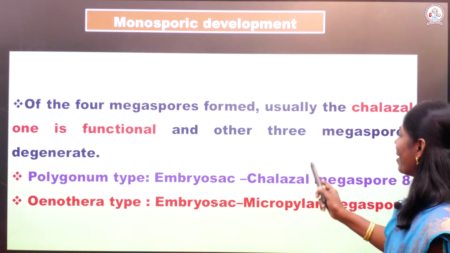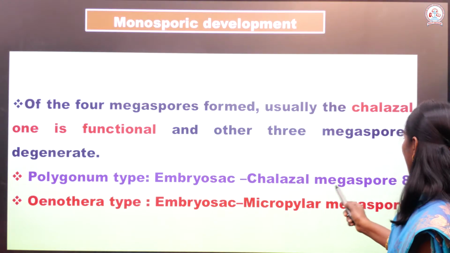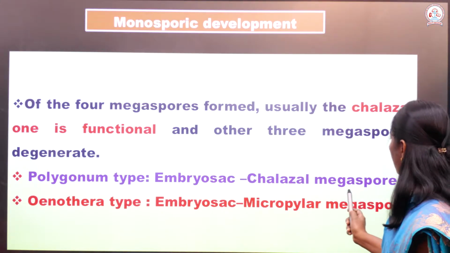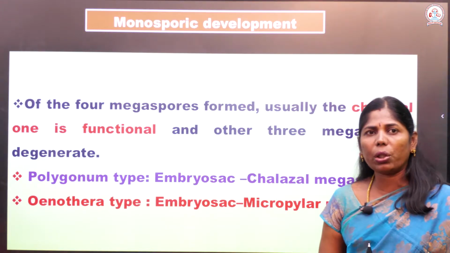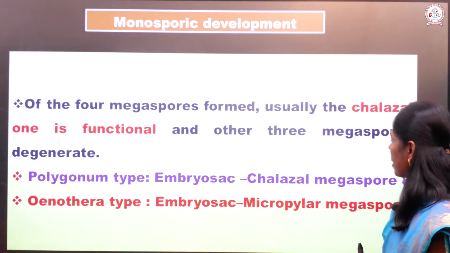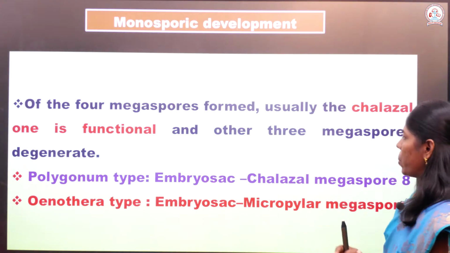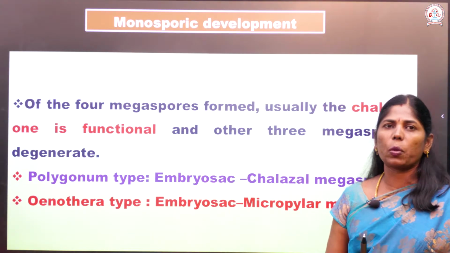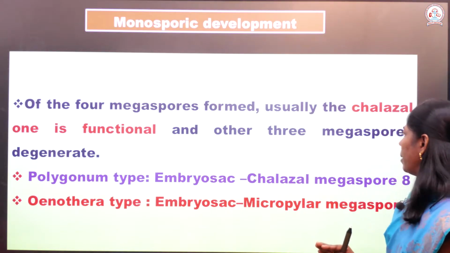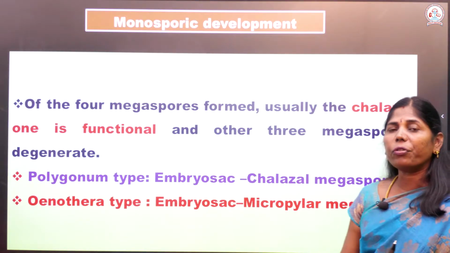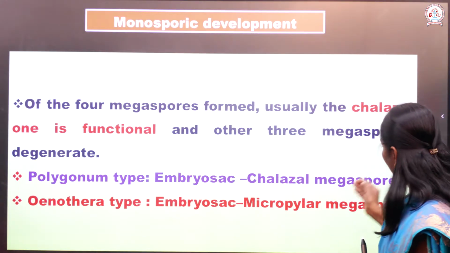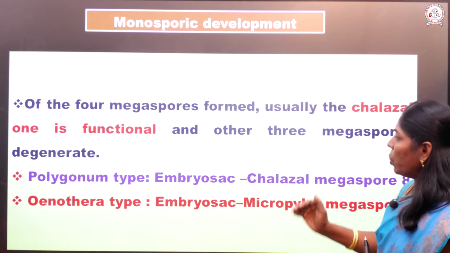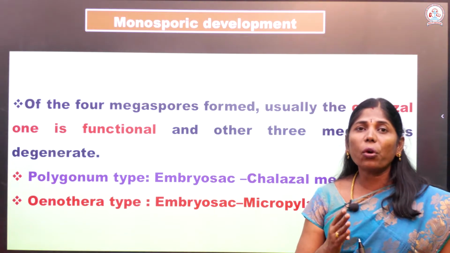So that is the functional embryo sac. We can see the functional megaspore at the chalazal end. And another one is the Oenothera type. Here the embryo sac develops from the micropylar megaspore. The functional megaspore is at the micropylar end. Here we can see 4 megaspores, 4 nuclei. In the Polygonum type we saw 8 nuclei, but in the Oenothera type we can see only 4 nuclei.